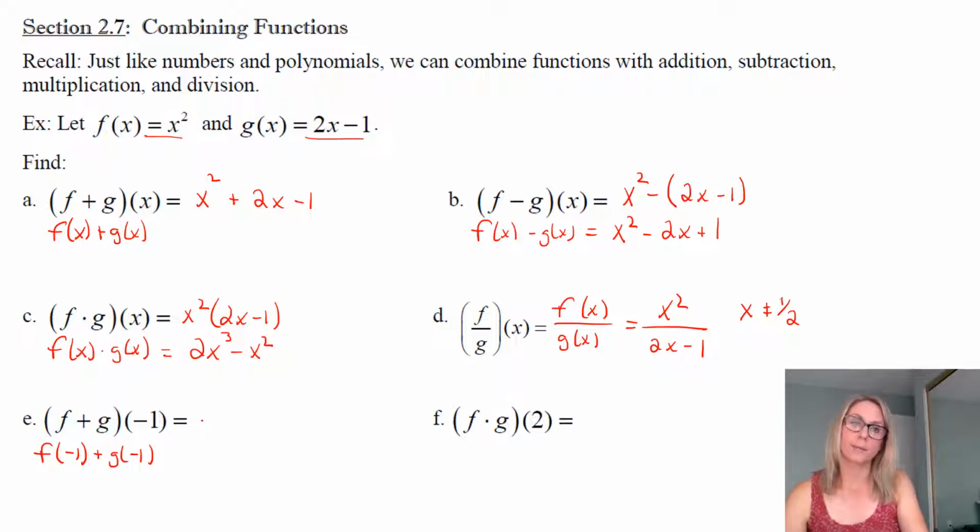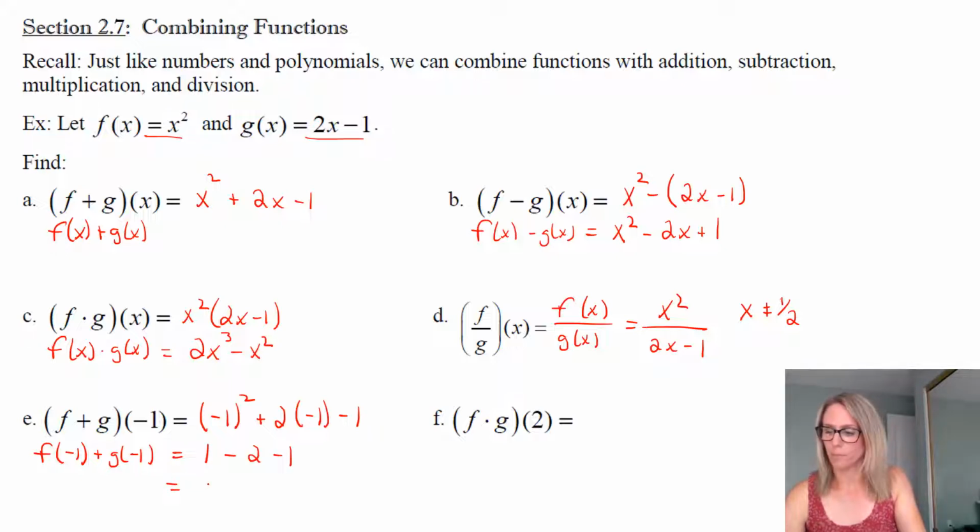So notice I said something about if you've done A, you can do E, because if you plug in negative 1 into what we found in A, because A was already the two functions added together, we get 1 minus 2 minus 1, and then we just combine them. So we would end up getting a negative 2 for the answer there.